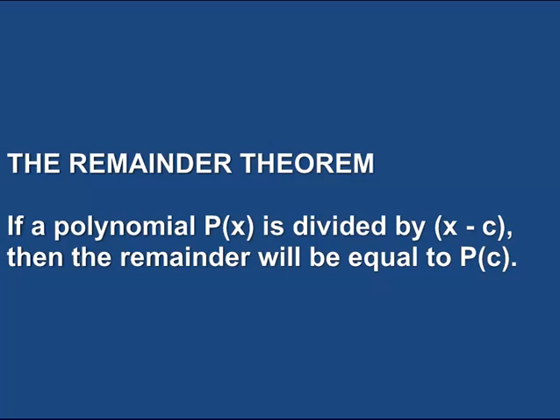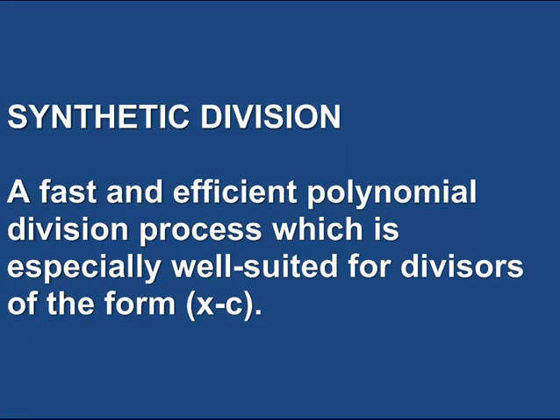How can that be? Well, there is this remainder theorem that says if a polynomial p of x is divided by x minus c, the remainder will equal p of c. Also, for performing the division, instead of using the usual long division process, there is a special type of fast, efficient division process called synthetic division. It's especially suited for when you're dividing by x minus c, and that's the one everybody uses when performing a synthetic substitution.